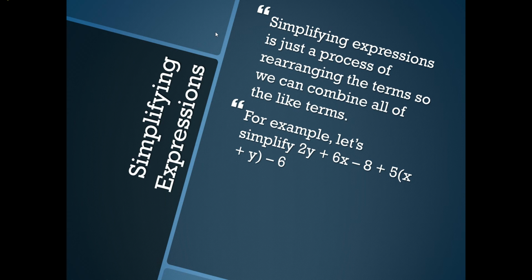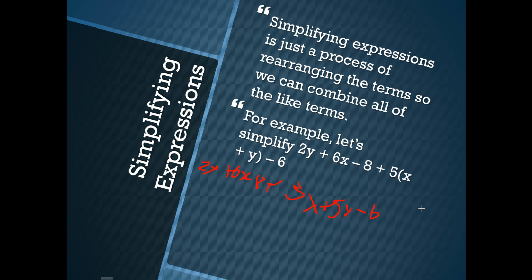So simplifying expressions is just a process of rearranging the terms so that we can combine all the like terms. For example, let's simplify 2y plus 6x minus 8 plus 5 times the sum of x and y, and minus 6. So first, let's break up the parentheses. So 2y plus 6x minus 8 plus 5x plus 5y minus 6.